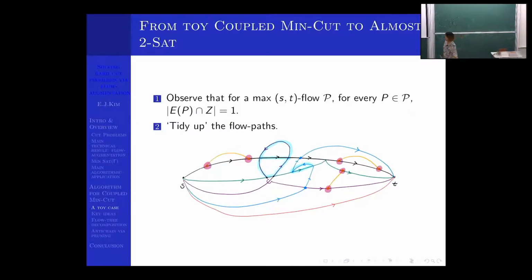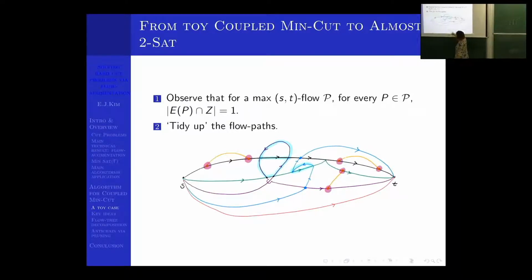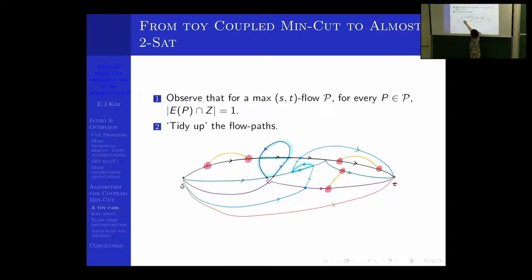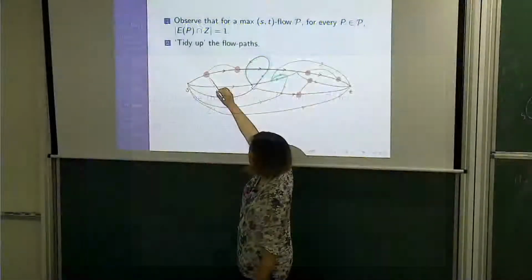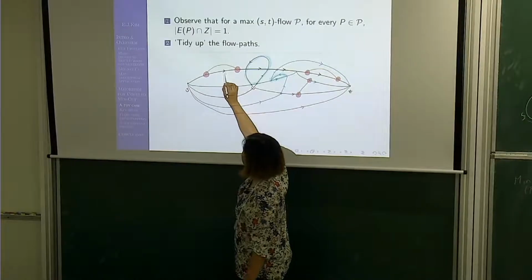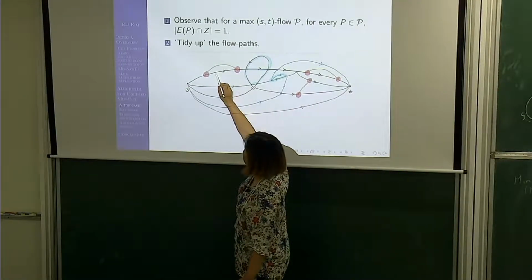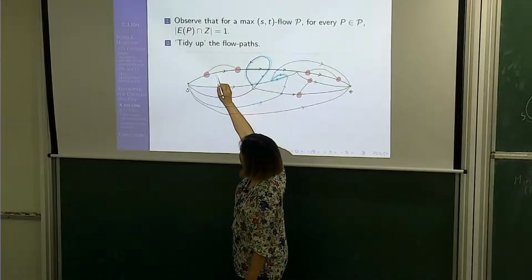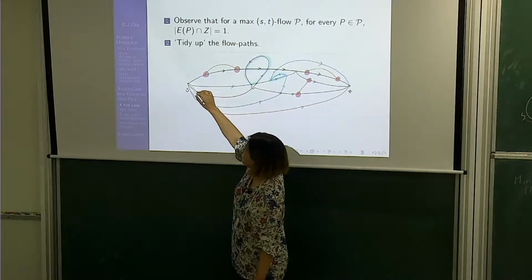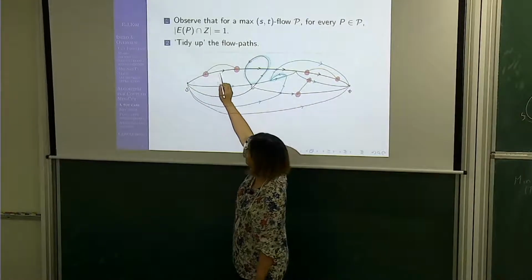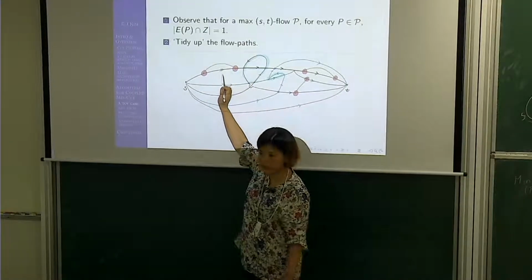So first we can tidy up this flow path in the following sense. If there is a path, so this might be contained in some connected component. If there is a path between two vertices on the flow path, can you cut somewhere here? We cannot. Because if you cut here, then every vertex before that edge should be reachable from S. Everything afterwards should be reachable from T.